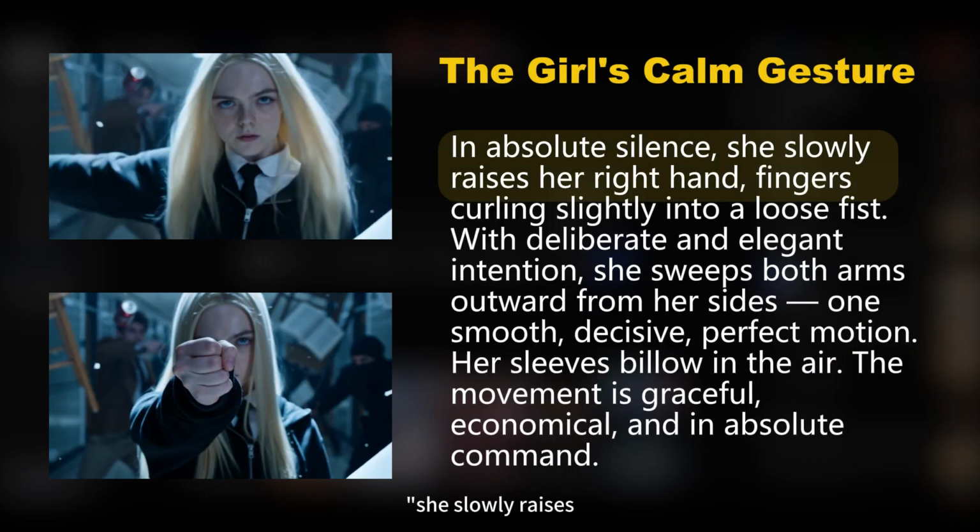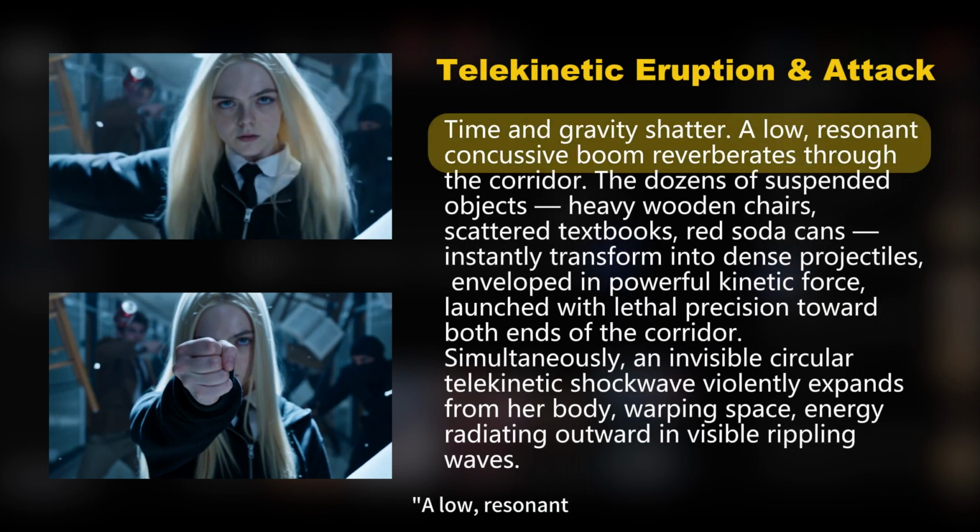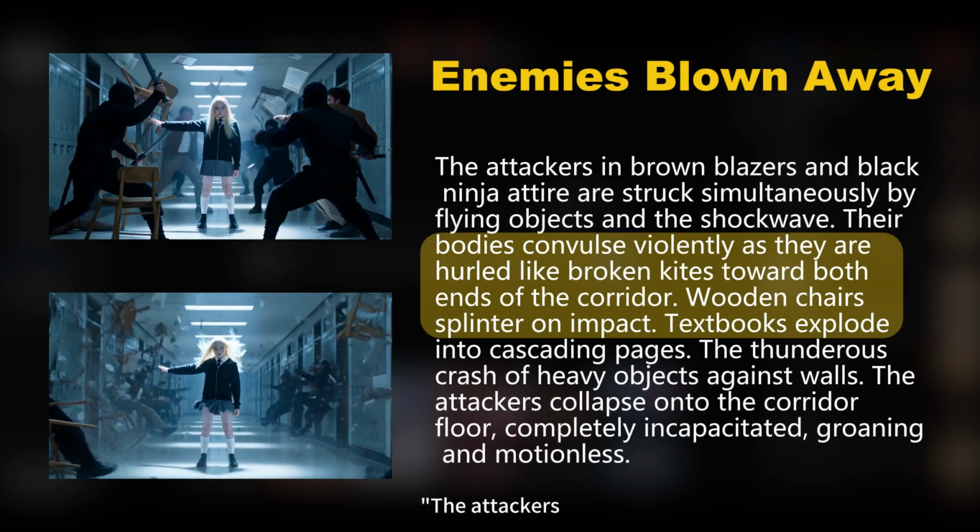Design the explosion. She slowly raises her right hand, sweeps both arms outward from her sides. One smooth, decisive, perfect motion. Then, a low, resonant, concussive boom reverberates. An invisible circular telekinetic shockwave violently expands from her body. Here you have action, sound, visual metaphor. It is designed to simulate the layers of energy release. Most critically, you must use verbs and metaphors to tell the AI what the effect should look like. For example, the attackers are hurled like broken kites. Wooden chairs splinter on impact. Textbooks explode into cascading pages. The more vividly you describe it, the better AI understands what feeling you are after.